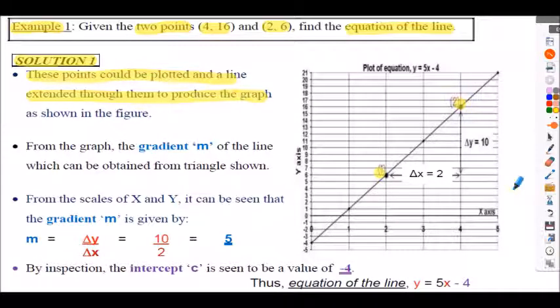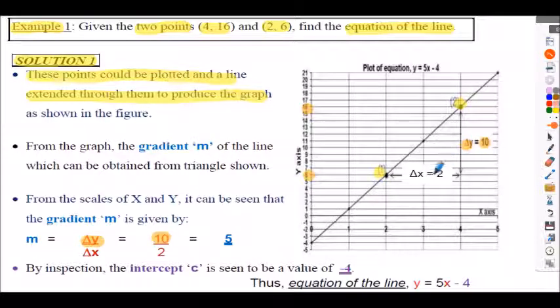What we're going to do is work out the gradient of the line. So what we're going to do here is work out the vertical distance between the 2 points. We're calling that delta y here. So delta y would be the 16 on the vertical axis, subtract the 6, to give us the value of 10. So delta y in this case is 10.